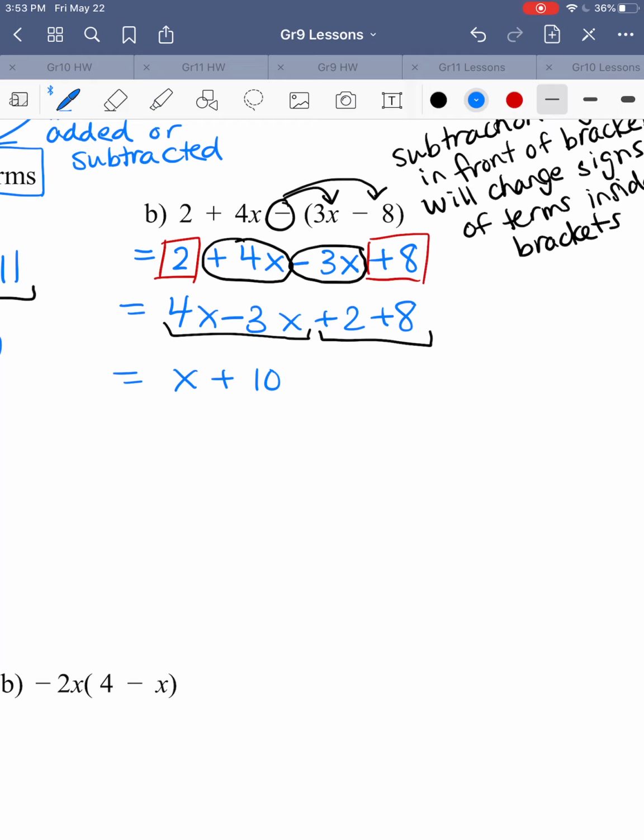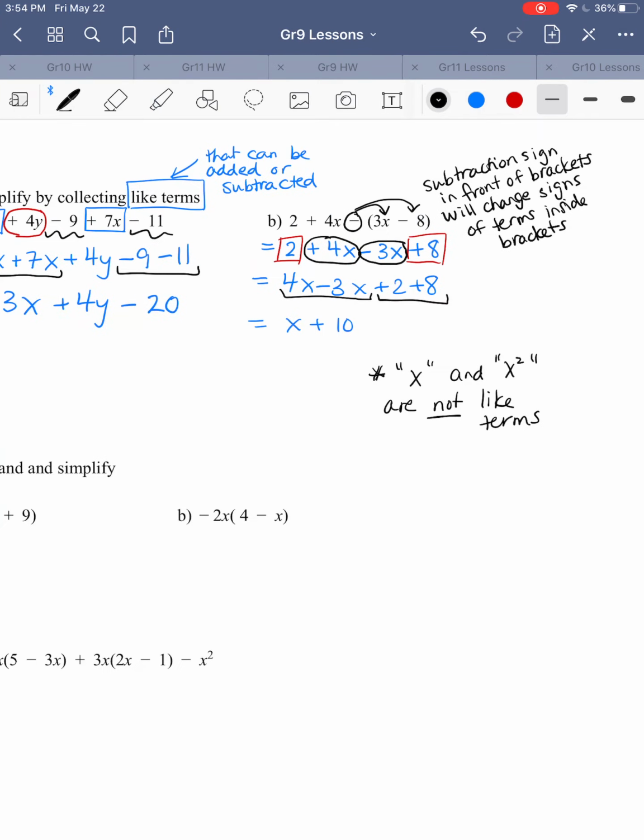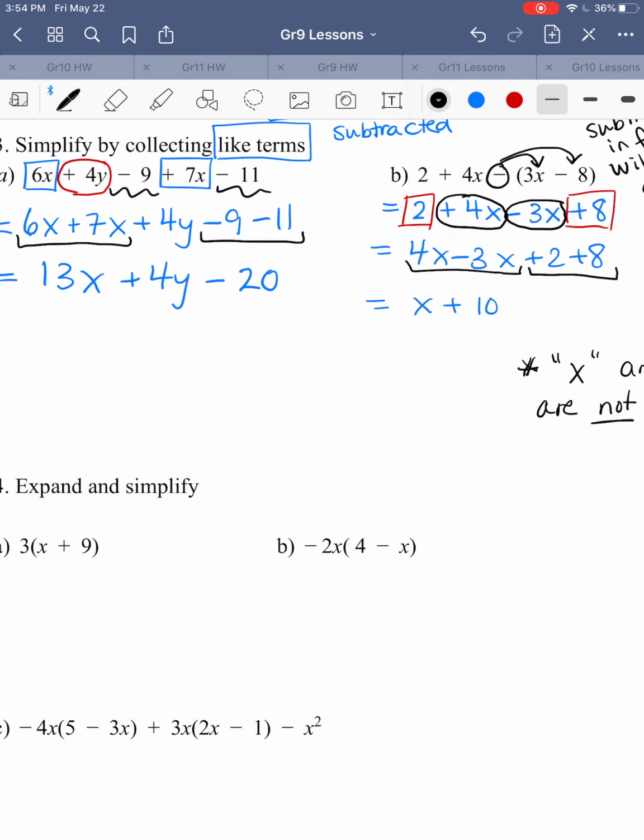Now, I haven't used any variables that have an exponent other than 1, so I just want to do a quick reminder here. But again, this is in the notes. If we have x and we have x squared, they are not like terms. Let's remember that they need to have the same exponent as well.